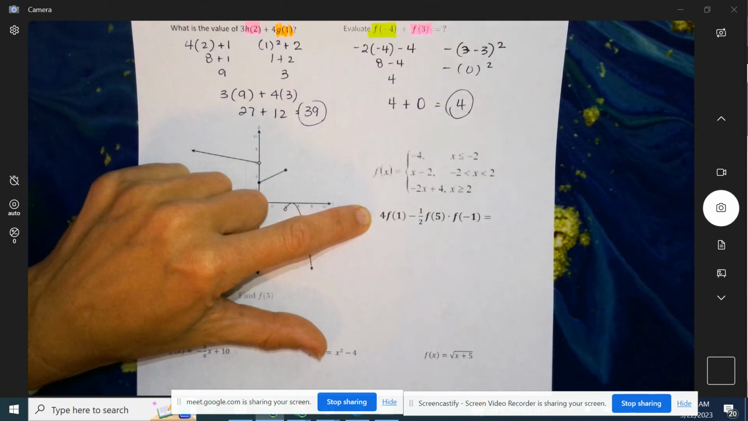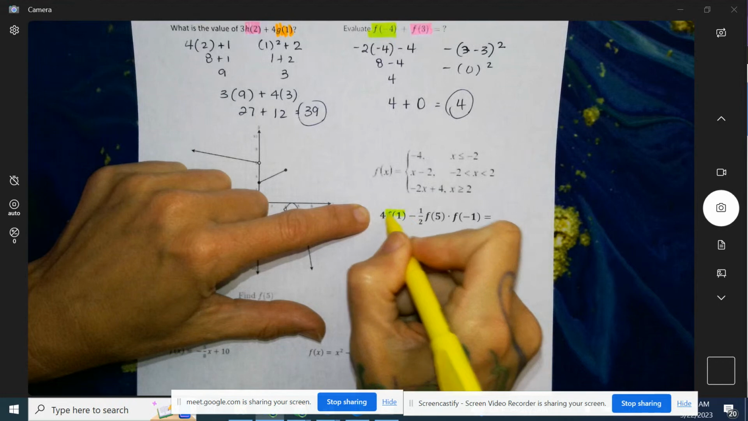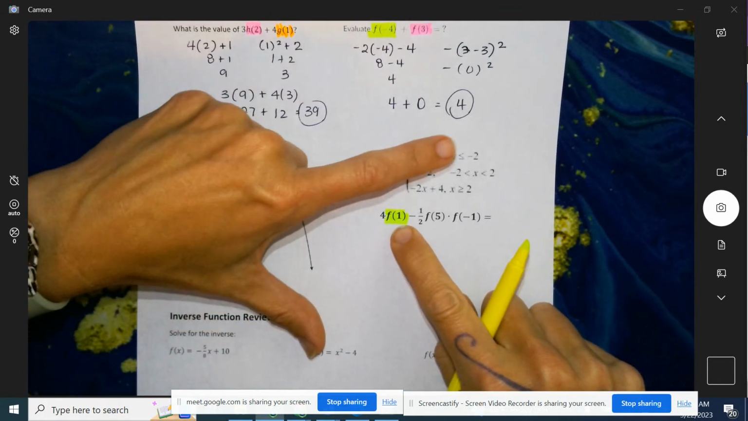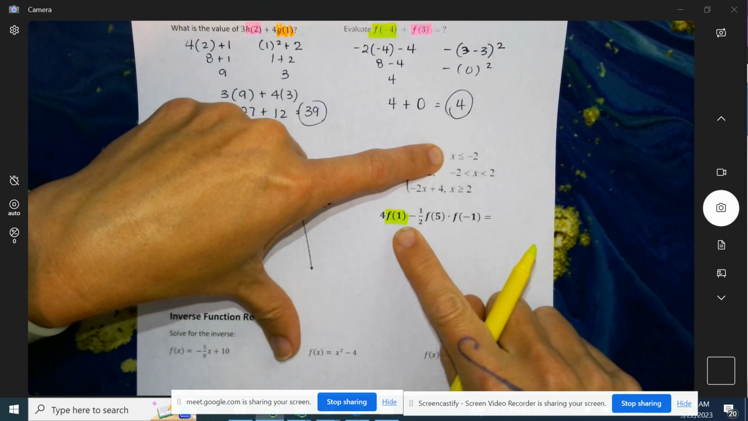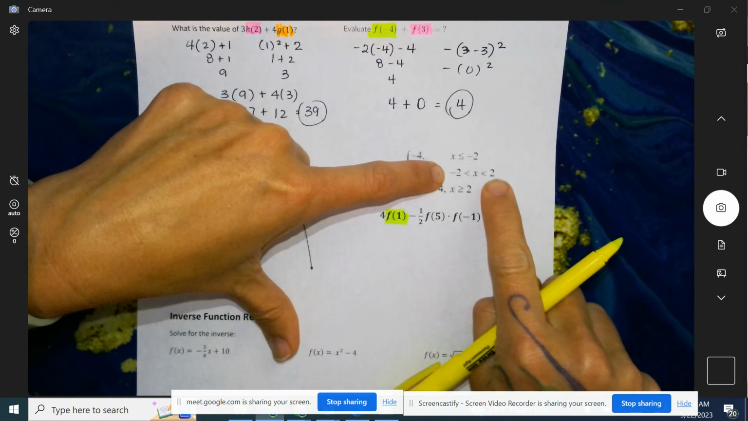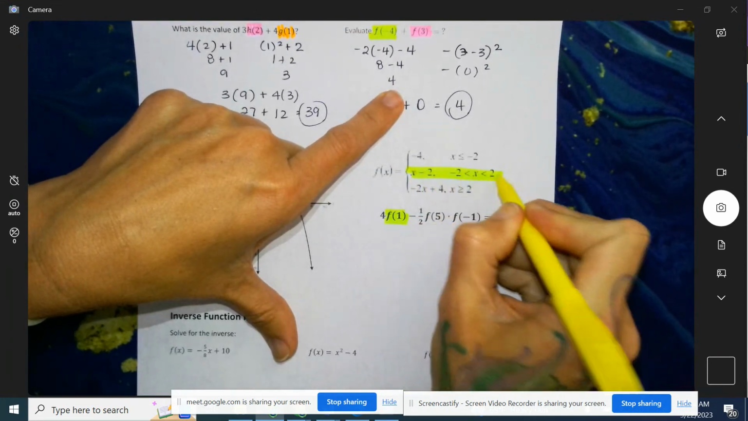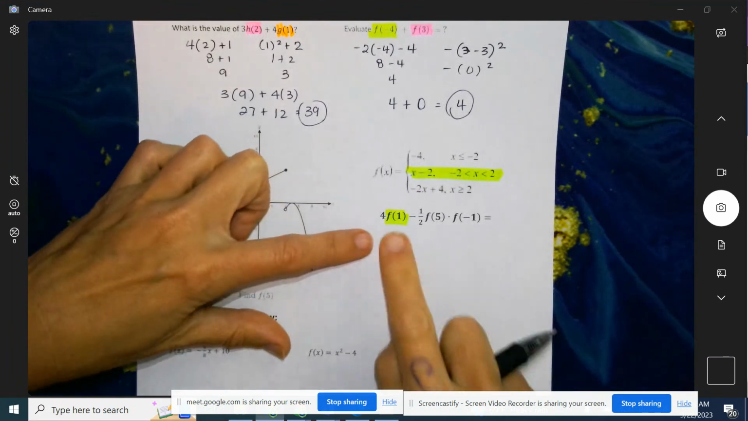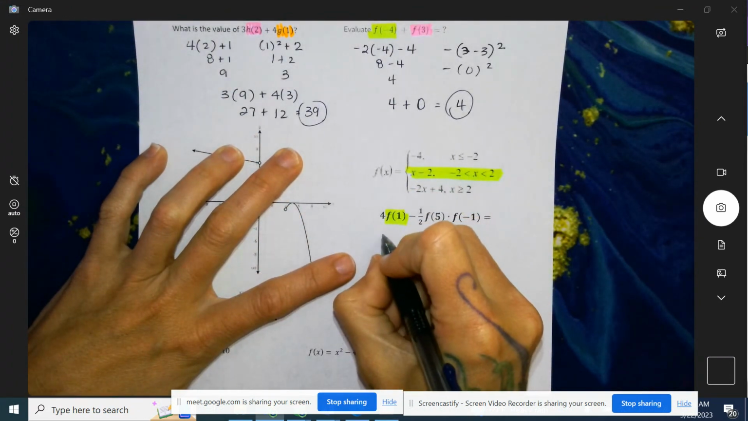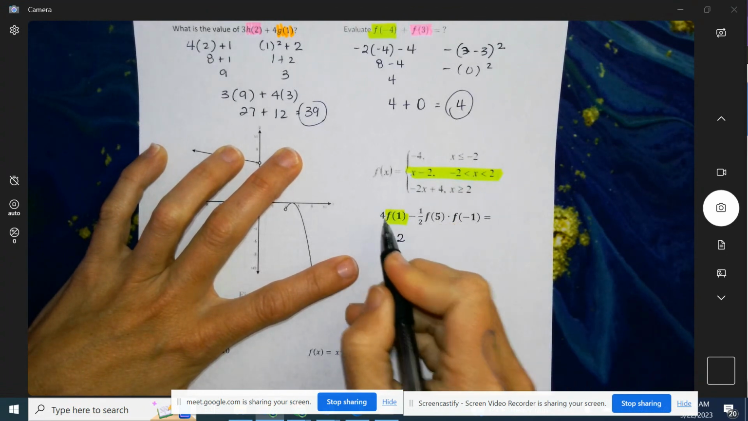It's not the ideal way to do it, but it is a way to do it if you panic. So f of positive 1. We're looking for which one meets the positive 1. We have x is less than or equal to negative 2, which is no good. Between negative 2 and positive 2, or greater than or equal to 2. So that one is going to go between negative 2 and positive 2. So I'm going to take that positive 1, plug it in the place of x. So positive 1 minus 2 is going to give us a negative 1. There's a 4 in the front of it.